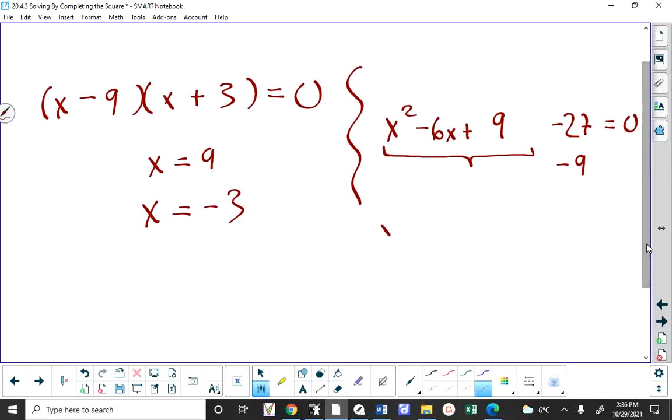This would become x minus 3 squared minus 36. I think. 36? Yeah. Equals 0. Let's unwrap this. Let's move the 36 to the other side.